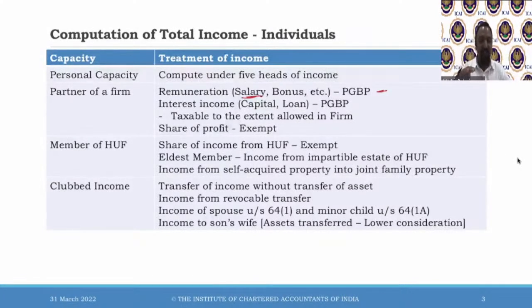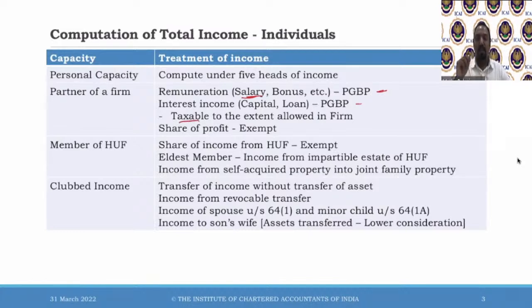Similarly, any interest income is also PGBP. It is not income from other sources. Generally, your interest income is income from other sources, but interest income from a partnership firm to a partner is PGBP. So that also needs to be considered. And it is only taxable to the extent allowed in the firm.